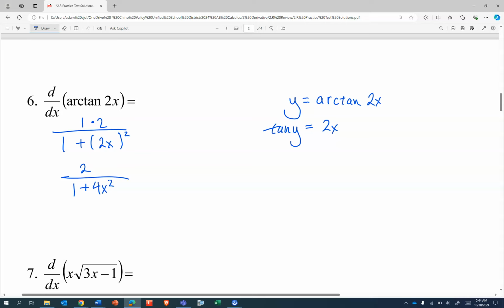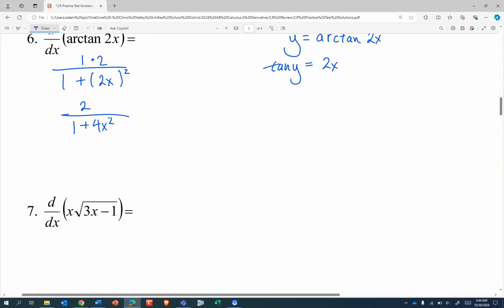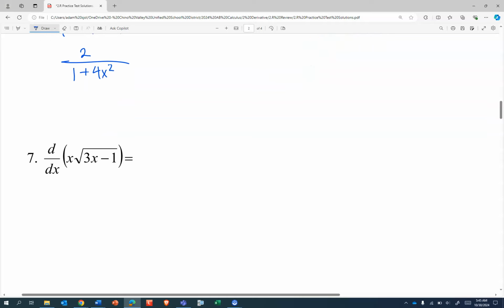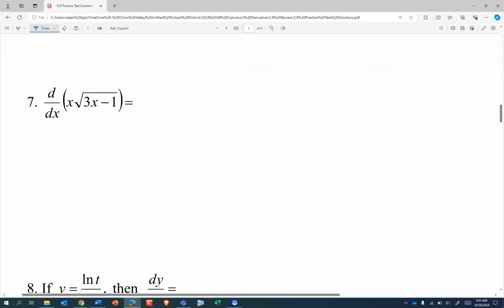Another reason you want to multiply these out is in the future, we're going to be doing antiderivatives, so you'll have to do all these things in reverse. And it would be good to have those ahead of time. All right, on number 7, that's a product rule, but I think I can avoid doing a product rule.